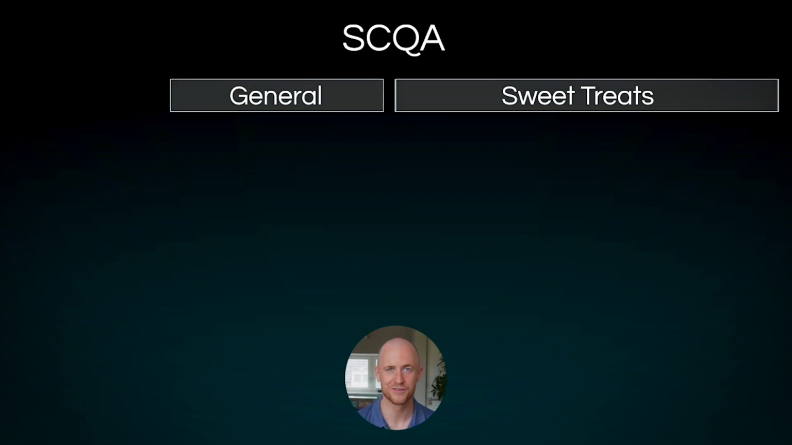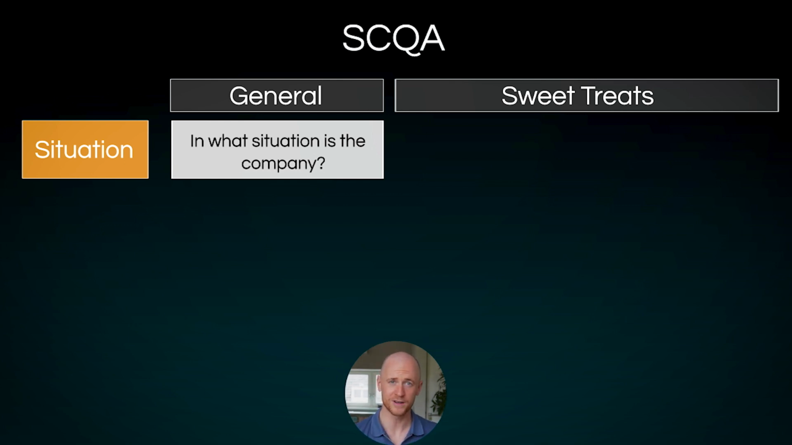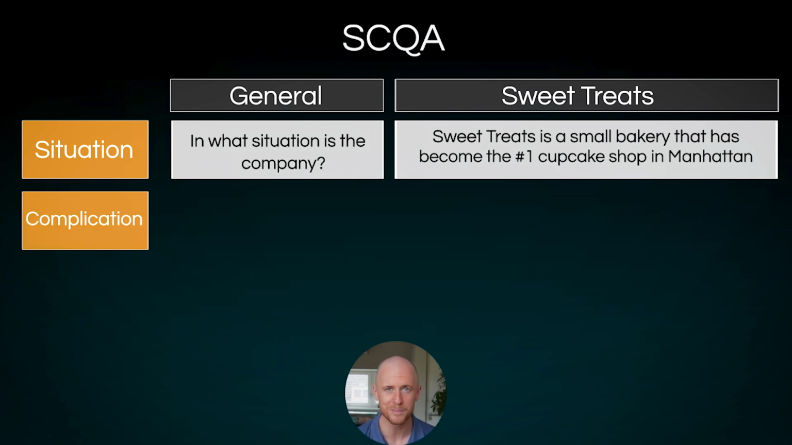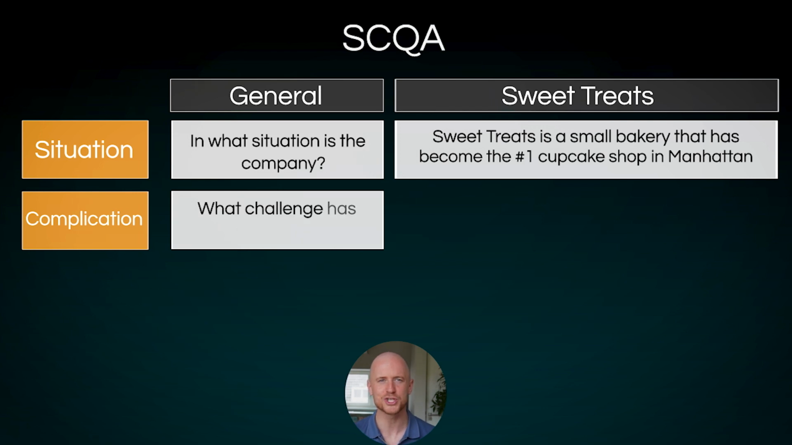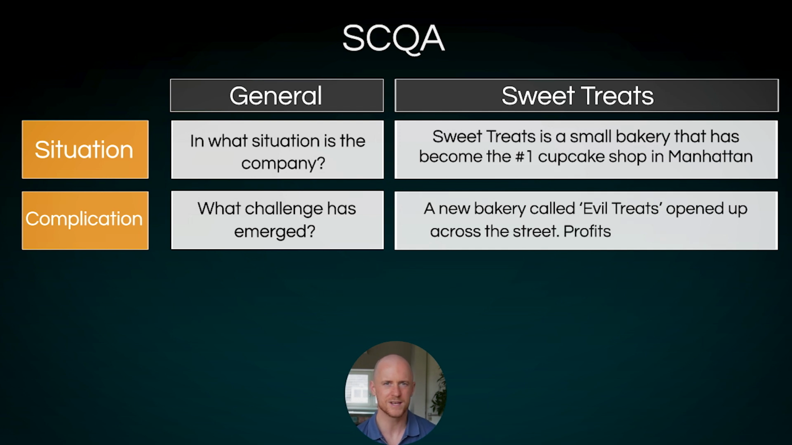And you start your presentation by sharing SCQA. First, situation. In what situation is the company? What is some context or some background information? In Sam's case, Sweet Treats is a small bakery that has become the #1 cupcake shop in Manhattan. Now, onto the complication. What problem, what challenge has emerged? How is the status quo disrupted? In our case, this new fancy bakery called Evil Treats has just opened across the street. And within a few weeks, Sam saw his profits decline by 50%.